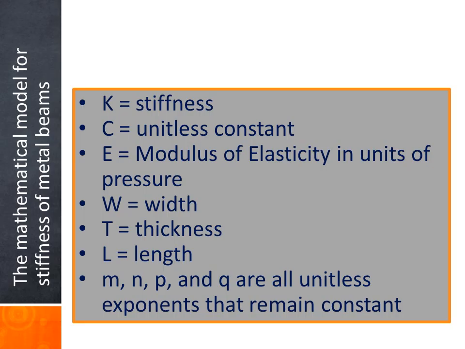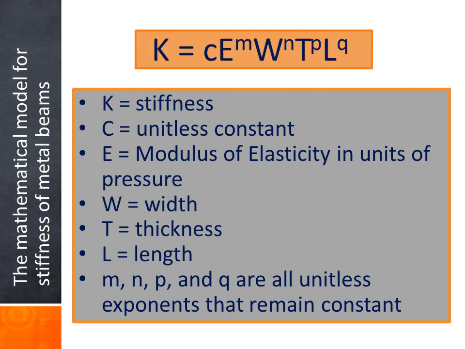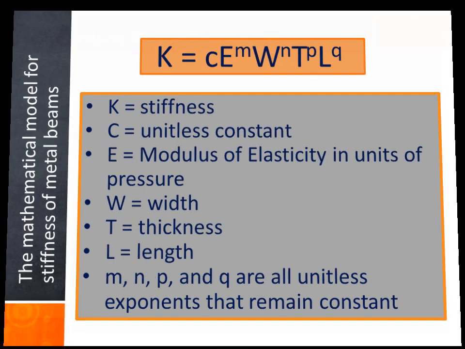Beams follow a very specific model for how they behave under a specific load, and it can be represented by the following variables. K is the stiffness of the beam, C is a unitless constant, E is the modulus of elasticity, W is the width, T is the thickness, L is the length, M, N, P, and Q are all unitless exponents that remain constant.